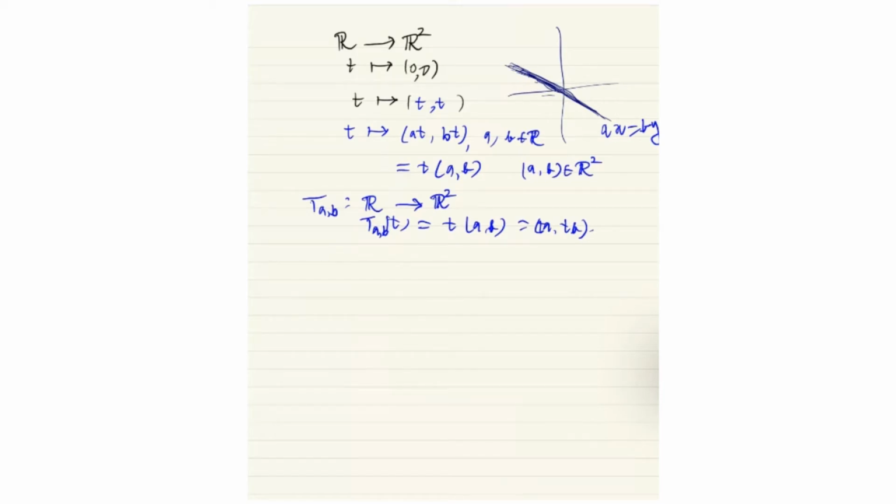That's all. So again, T sub ab, with ab in R2, this is the same as, as a vector space, all linear maps from R to R2. So any linear map from R to R2 is got by multiplying a fixed vector in R2 by the scalar t. That's all. Okay?